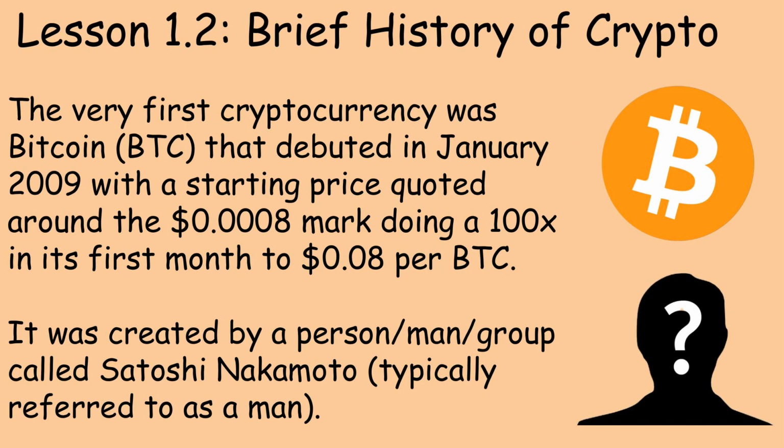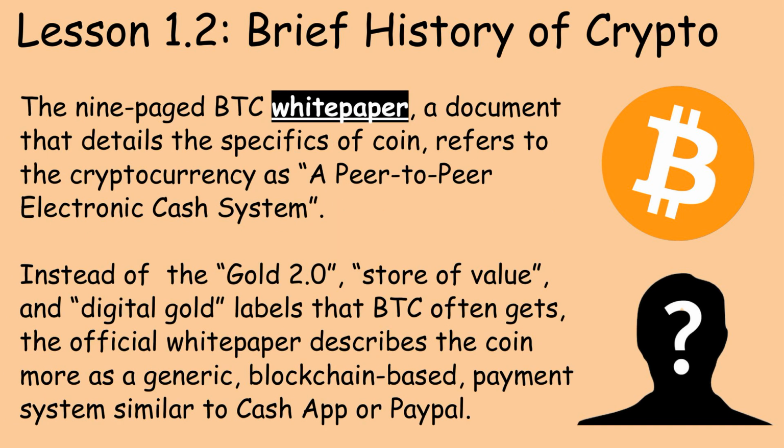So lesson 1.2, brief history of crypto. The very first cryptocurrency was Bitcoin, and its ticker symbol is BTC, and you'll hear me say that probably. That debuted in January 2009 with a starting price quoted at around the 0.0008 mark, doing 100x in its first month to 8 cents per Bitcoin. It was created by an anonymous man or group called Satoshi Nakamoto, typically referred to as a man though. The 9-page Bitcoin white paper, which is a document that details the specifics of a coin or crypto project, refers to the cryptocurrency as a peer-to-peer electronic cash system.